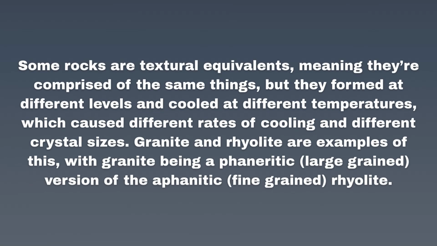Some rocks are textural equivalents, meaning they're comprised of the same things, but they formed at different levels and cooled at different temperatures, which caused different rates of cooling and different crystal sizes. Granite and rhyolite are examples of this, with granite being a phaneritic, meaning large-grained, version of the aphanitic, meaning fine-grained, rhyolite.